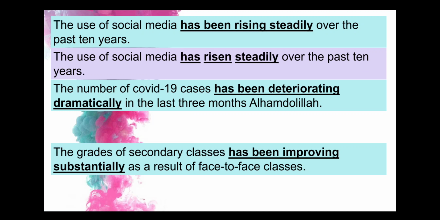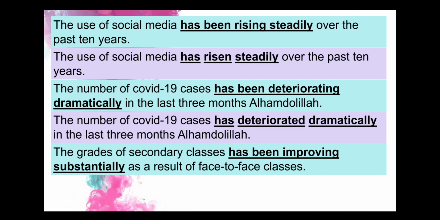The use of social media has risen steadily over the past 10 years, and you can see that over here we have used "has been rising," present perfect continuous, and here we have changed it to "has risen," which is present perfect. The number of COVID-19 cases has been deteriorating dramatically in the last 3 months. The number of COVID-19 cases has deteriorated dramatically in the last 3 months.